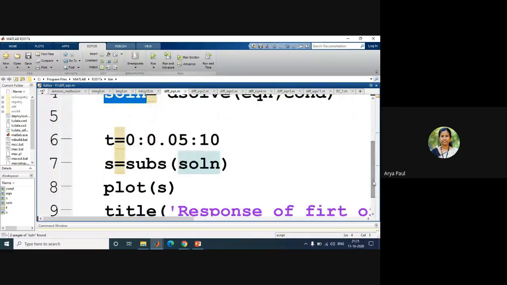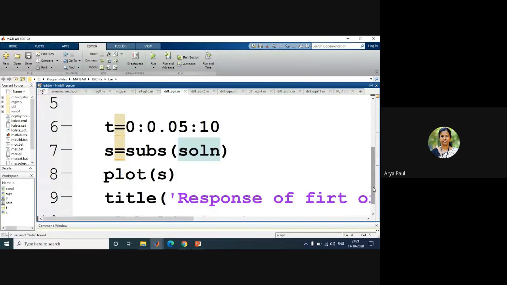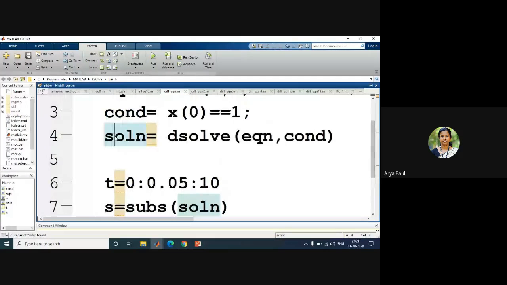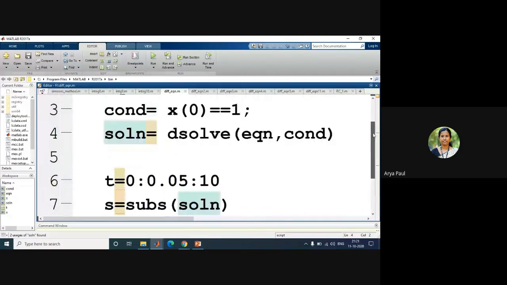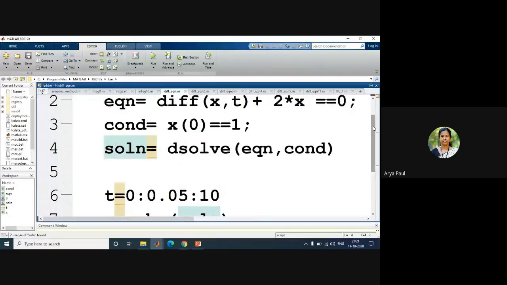Now, suppose I want to plot the solution. Now I got the solution and I want to plot it. So what will you do? You know the solution is e raised to minus 2 times t.